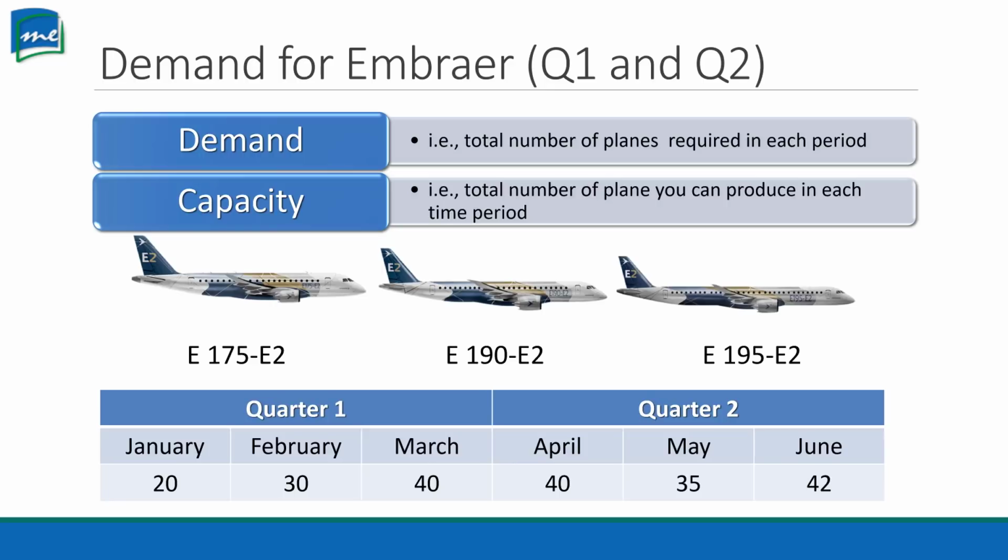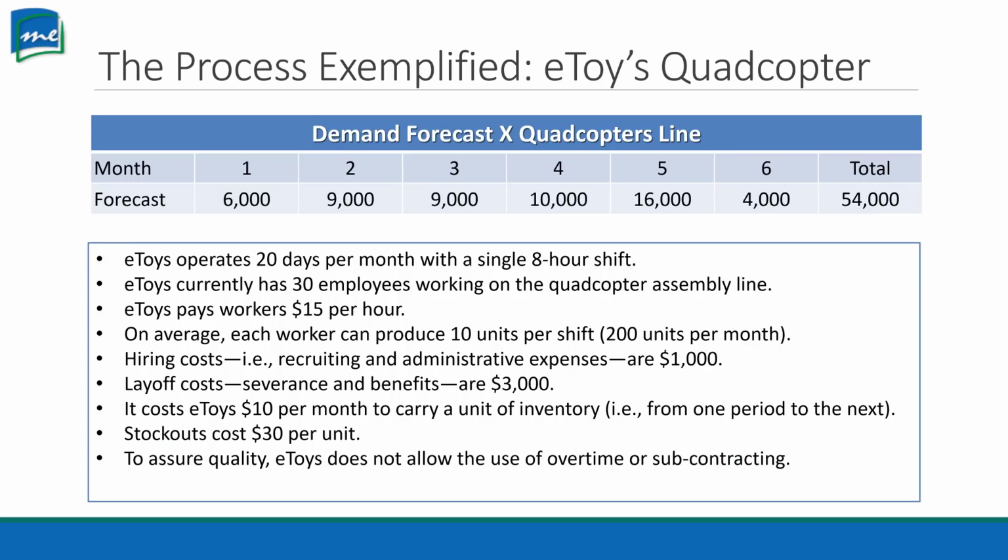All right, so let's do an example here. This one's a little bit long, but you can see the difference between two different ways. We're going to look at the chase strategy and the level strategy of aggregate planning. So this is the scenario. Now we have our chart here, our demand forecast for the X quadcopters line.